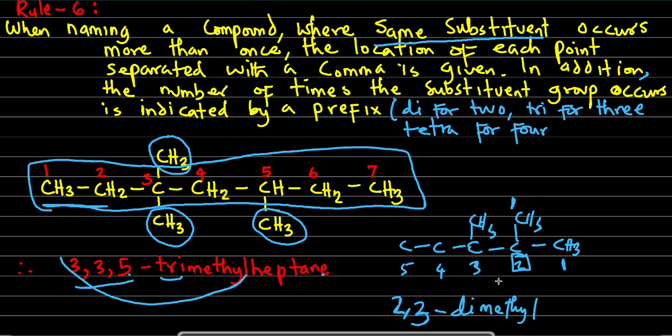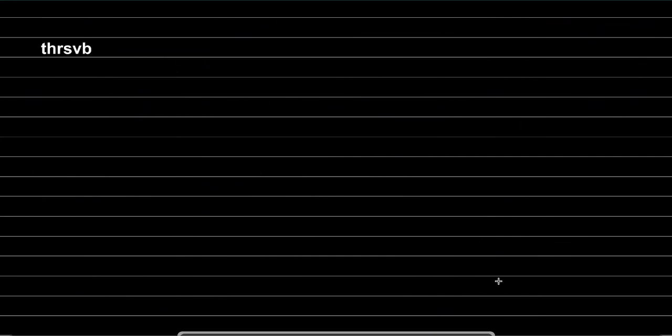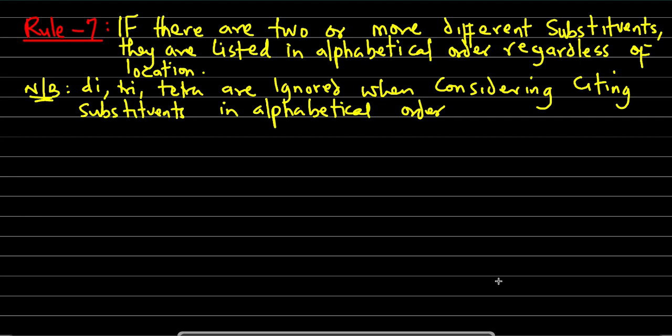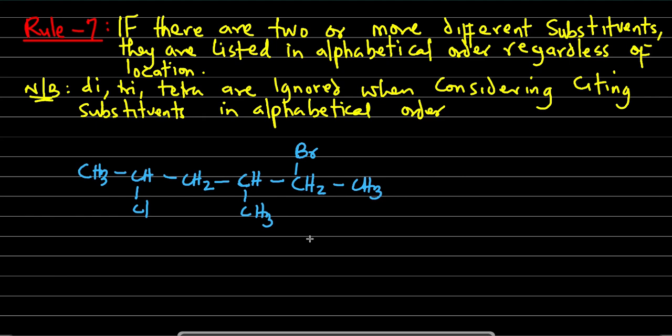Okay, so let's look at this particular case. If there are 2 or more different substituents, they are listed alphabetically regardless of their location. So if I have something like, let's say, CH3, CH, I have chloro, I have CH2, I have CH3, methyl, I have bromo. Okay, let me extend this again.